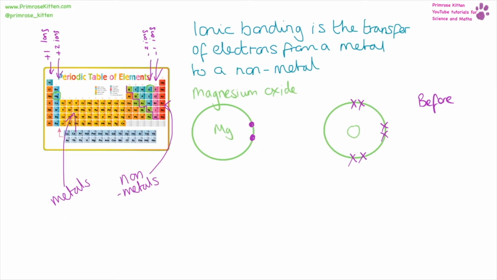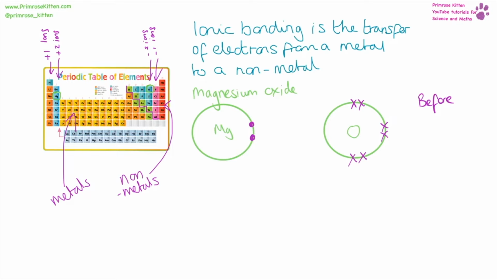Ionic bonding is the transfer of electrons from a metal, which is on this side of the periodic table, to a non-metal on this side of the periodic table. Anything that is in group 1 is going to form a +1 ion, group 2 a +2 ion, group 6 a -2 ion, group 7 a -1 ion.